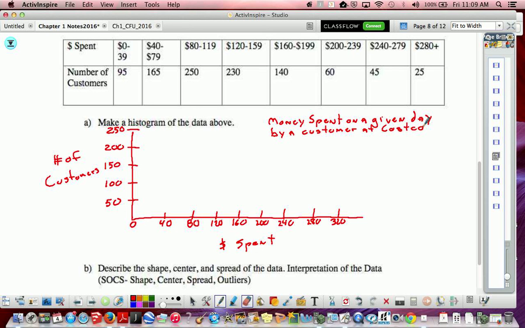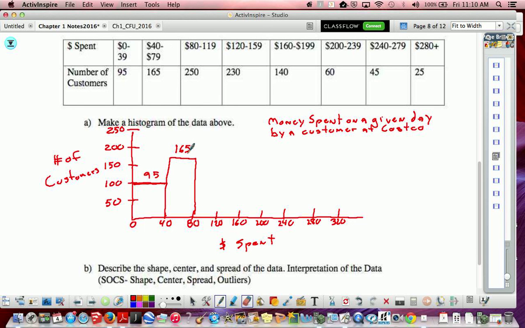So, from basically 0 to $39.99, I didn't put the 99 cents here, it was 95 people. So I'm going to go up to just under 100. Mine looks like it's at 100. Sometimes what they'll do with histograms, and I love it when they do this, I like to actually write the number above the bin. They like to call them bins with histograms and bars for bar graphs. So, the next one was 165.